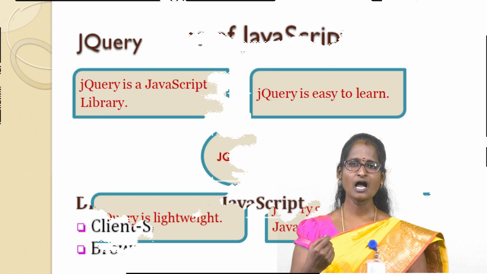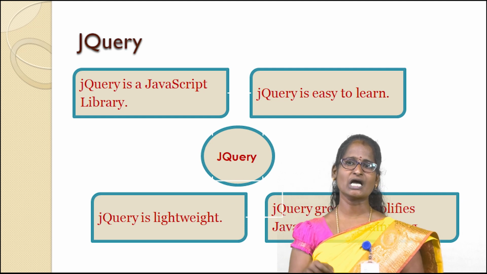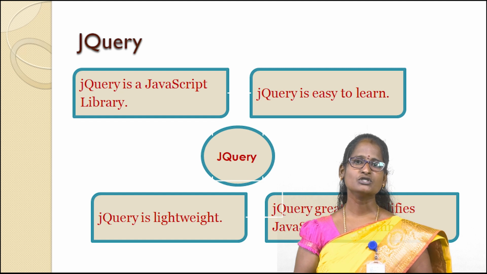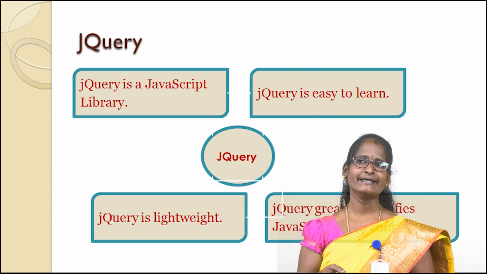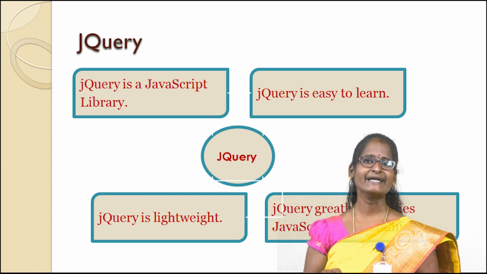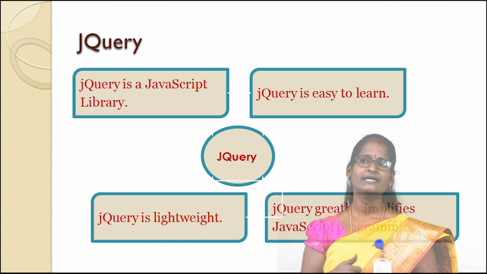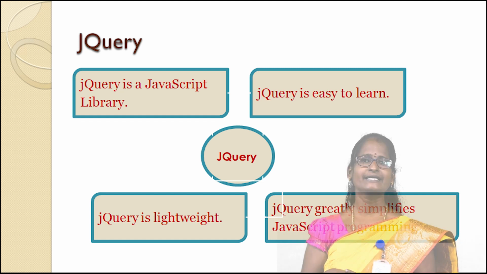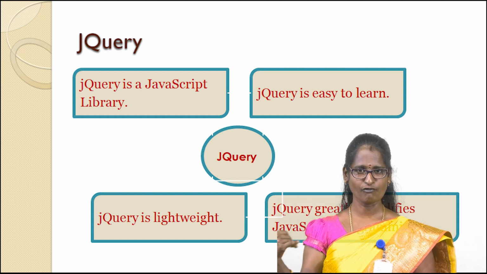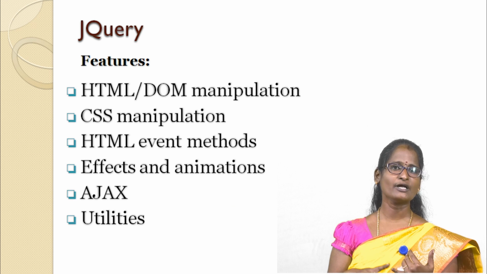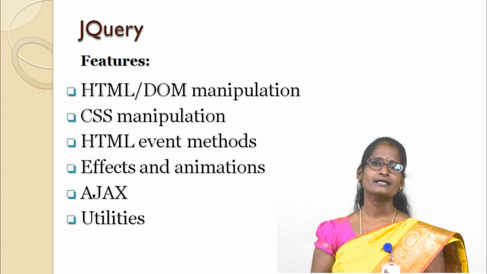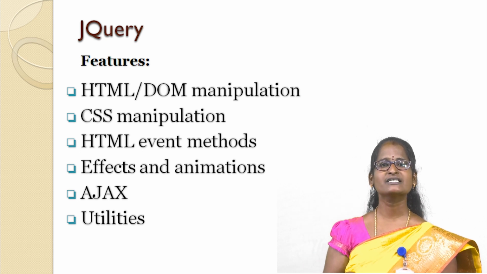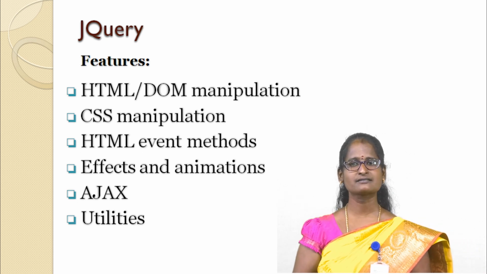Then how to write jQuery in JavaScript. jQuery is a JavaScript library. It is easy to learn. It is lightweight. It is great, it simplifies JavaScript programming. Then the jQuery library contains the following features: HTML and DOM manipulation, CSS manipulation, HTML event methods, effects and animations, Ajax and utilities.